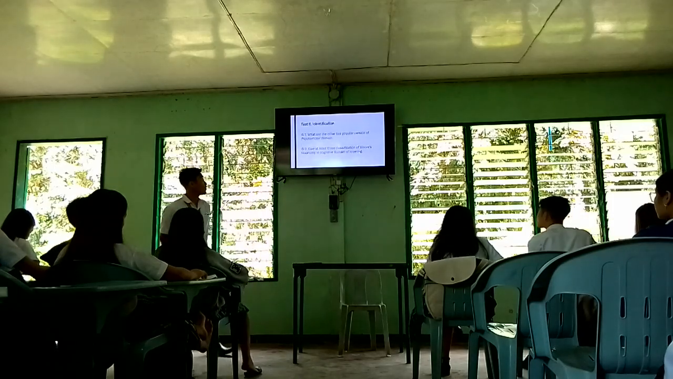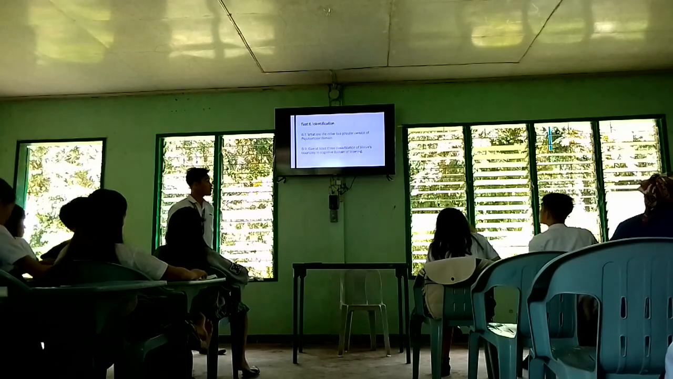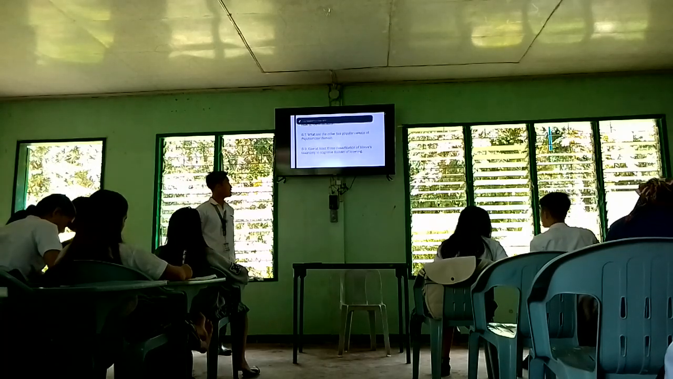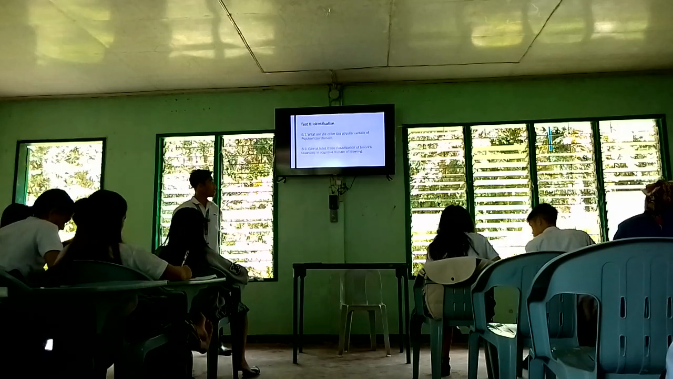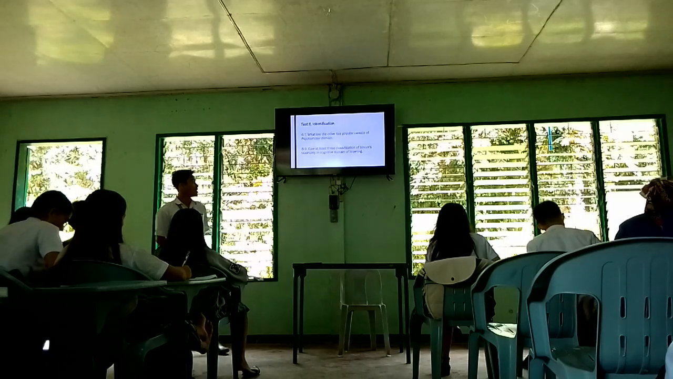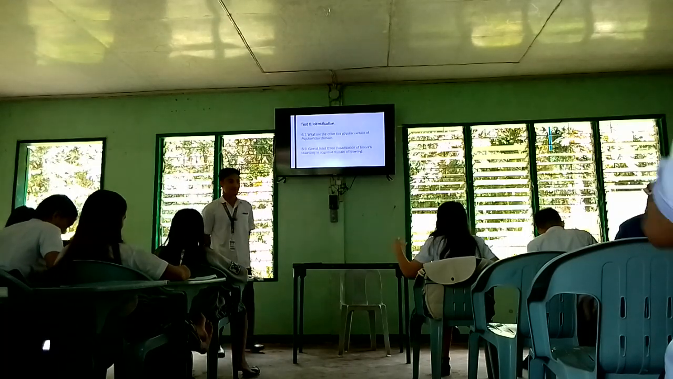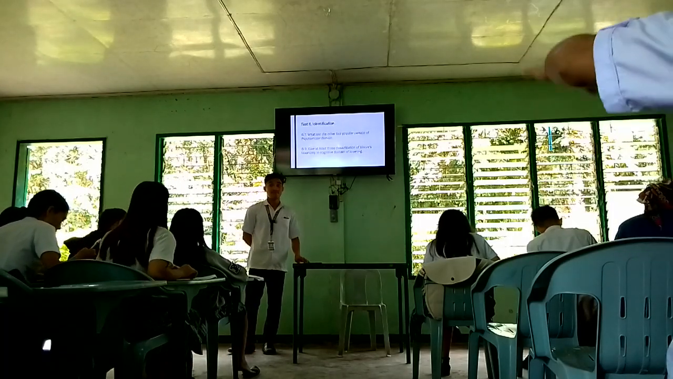Test 2. Identification. 6 to 7, what are the other 2 popular versions of psychomotor domain? And 8 to 10, give at least 3 classifications of Bloom's taxonomy, the original, in the cognitive domain of learning.